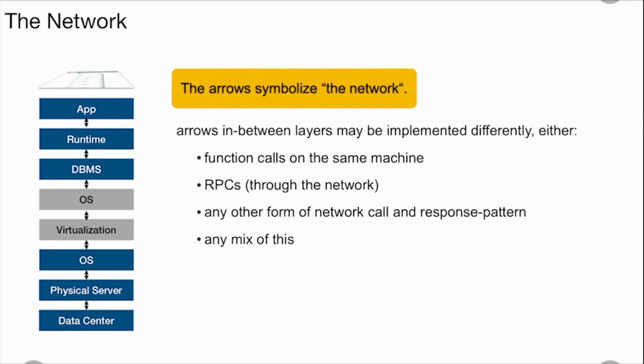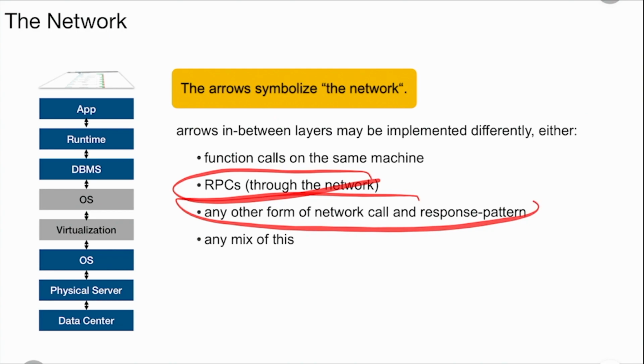So the arrows in between those two layers always symbolize the network. Yeah? So it may be implemented in different ways. It can basically be function calls on the same machine: the application calling the runtime, the runtime calling the database system on the same machine. It's still kind of network. It's along an arrow, I'm making a call. It can be remote procedure calls. It can be any form of network, call and response pattern, or any mix of that. Yeah? So that's communicating one layer to another layer.